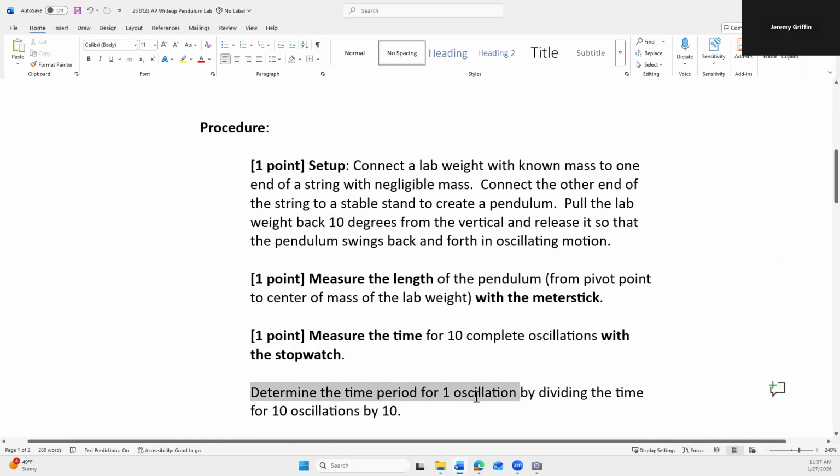Determine the time period for one oscillation by dividing the time for 10 oscillations by 10, or you can do 5 and 5 or something like that. Okay. So we got the meter stick, we got the stopwatch.